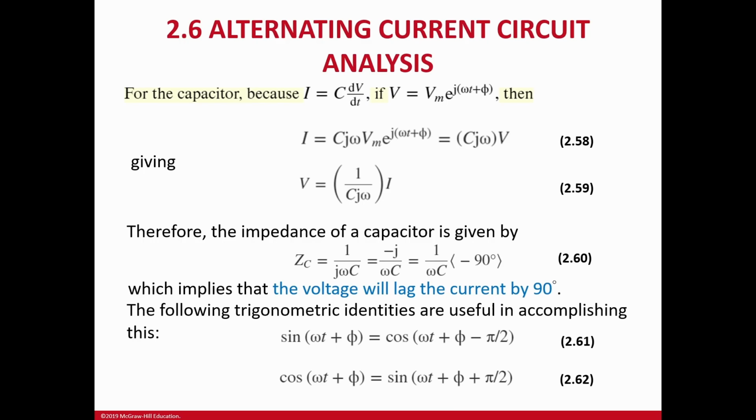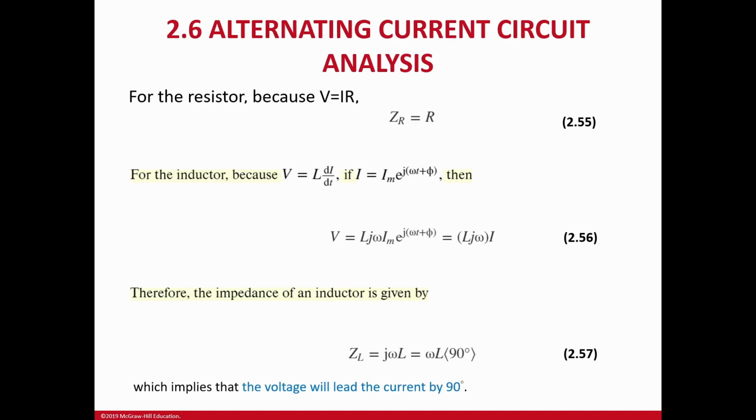So for the capacitor, the impedance can be written as 1 divided by omega C, and the phase angle is minus 90 degrees. The voltage will lag the current by 90 degrees, because this is a minus sign here. But for the inductor, the voltage will lead the current by 90 degrees, because this is a plus sign. This is just the reverse.